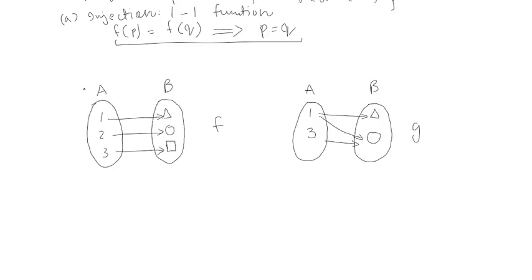So basically what they're saying is, for the triangle, when the triangle is equal to the triangle, that's only going to be possible when 1 is equal to 1. So in this particular case, it works. And it works for all values of the elements in B, which means this is one-to-one.